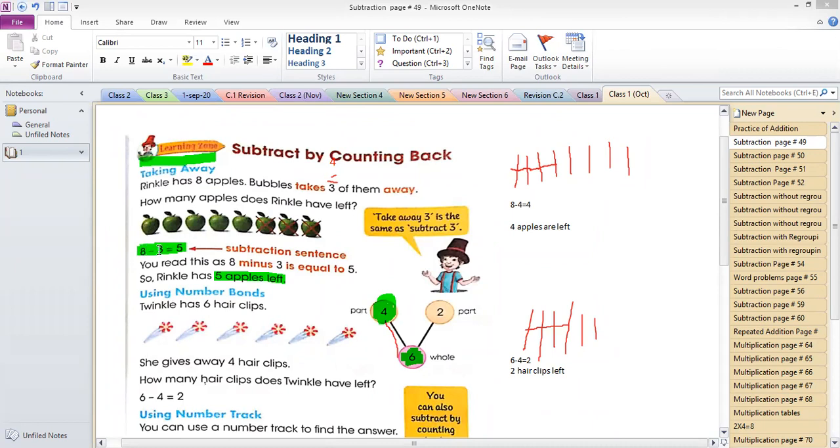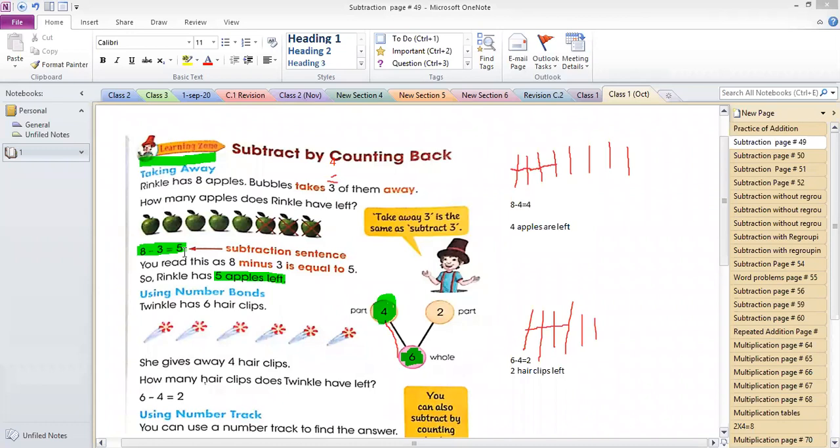So this, 8 minus 3 equals 5, is known as a subtraction sentence. Okay, this is known as a subtraction sentence. We can read it like 8 minus 3 is equal to 5.